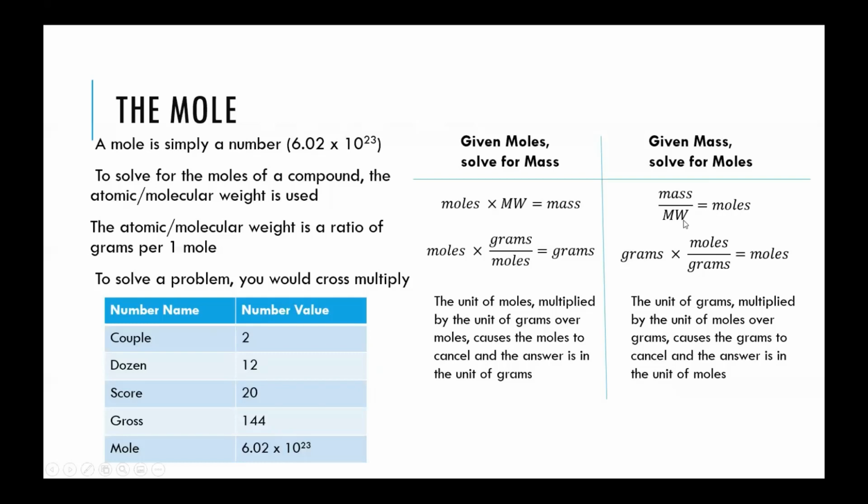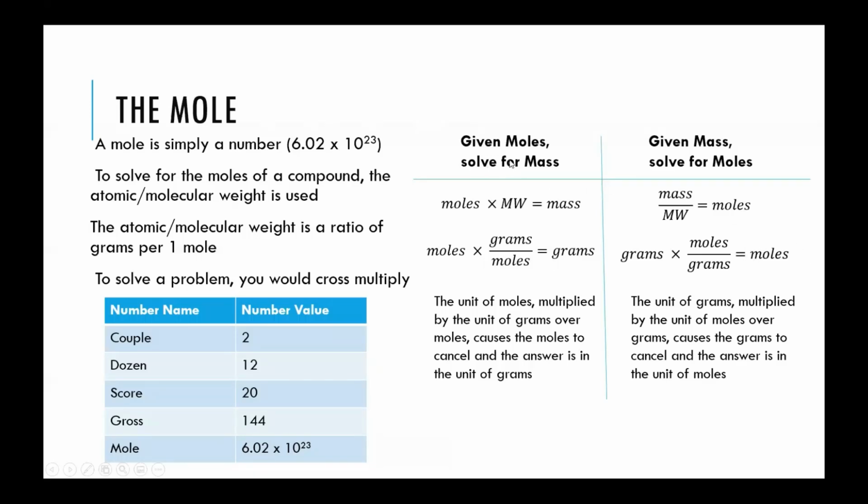So if you look at this, the molecular weight is in units of grams per mole. And if you're dividing by that, it's the reciprocal, moles per gram. In this way, grams cancels out, and you're left with the unit of moles.